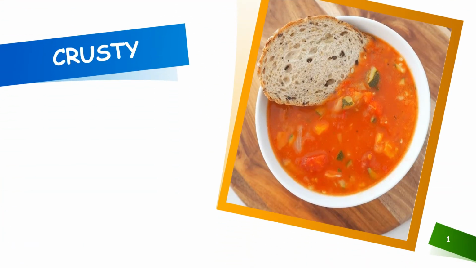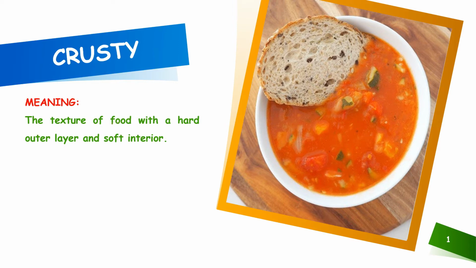The first word is crusty. Crusty is the texture of food with a hard outer layer and soft interior. Let's see an example how to use this word. Soups are usually served with crusty breads. The bread would be hard in the outer and soft in the interior as it was soaked in the soup.